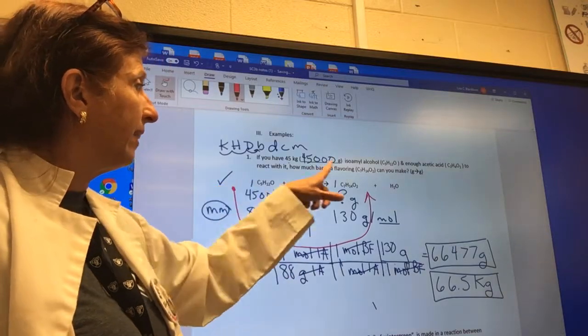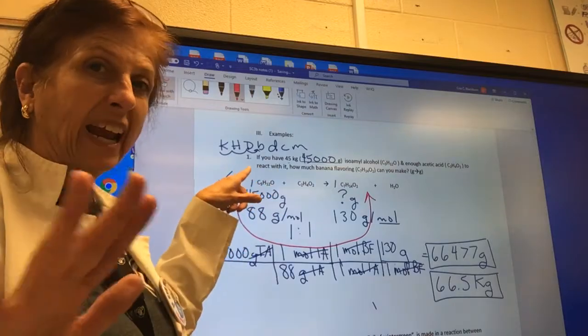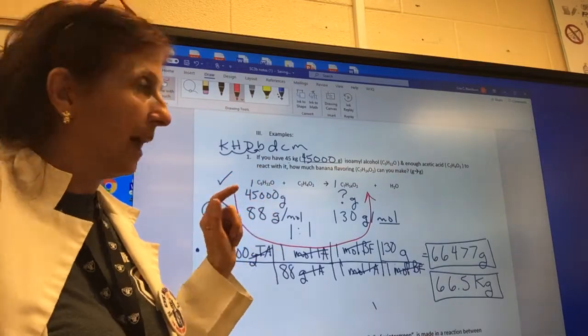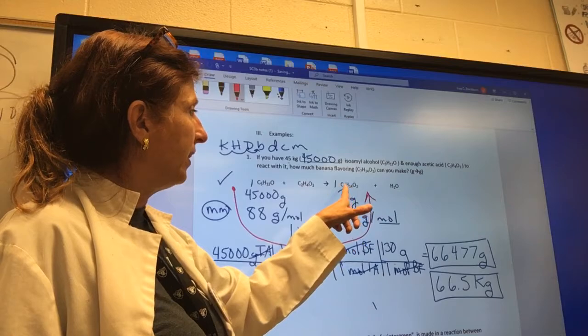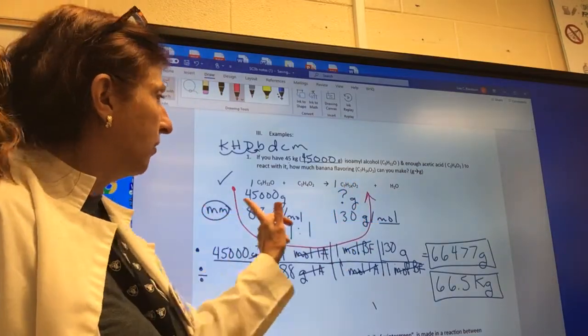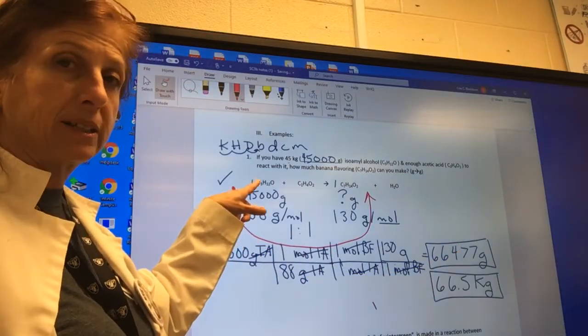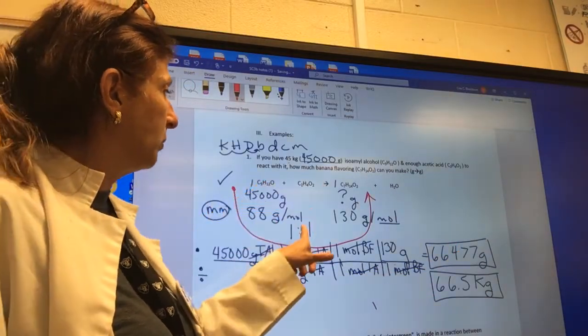You don't do anything with the coefficient. There could be a 2 there, a 5, it doesn't matter. You don't do anything with it when you figure out molar mass. We also get the molar mass of the C7H12O2, and write it there on our M&M line. And then we might write the mole ratio. From the balanced chemical equation, it's 1 to 1.